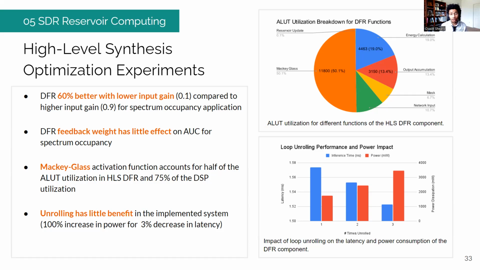Another thing that was explored a little bit was the trade-off between the loop unrolling that was explained a little bit earlier. What we found here is that loop unrolling for this particular implementation doesn't really affect the latency as much as it increases the power dissipation. So in this case, we increase the power by approximately 100% unrolling the loop 3 times, but the latency of performing one inference on a single sample is only decreased by about 3%. So not a very fair trade-off, and loop unrolling doesn't really have much benefit for this particular implementation.